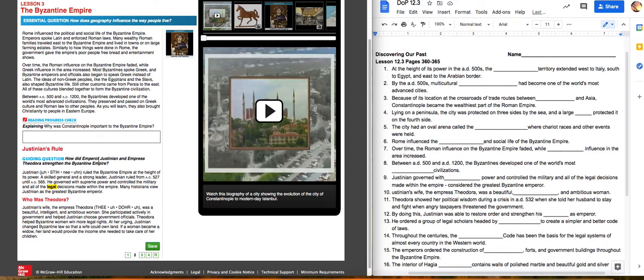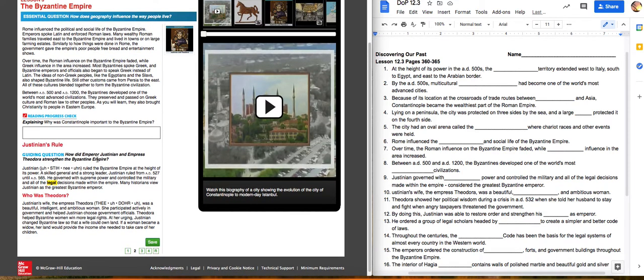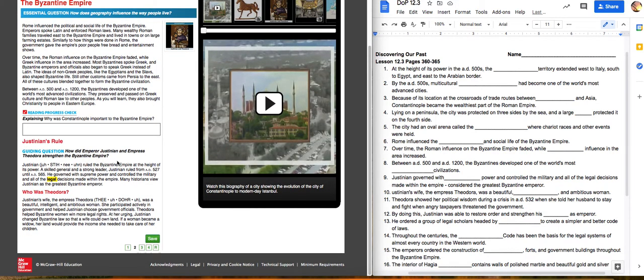All right, let's talk about probably the most famous Byzantium Empire, besides maybe Constantine, is Justinian. Justinian ruled the Byzantine Empire at the height of its power, so Golden Age time. A skilled general and a strong leader, Justinian ruled from 527 to 565. He governed with supreme power, number 9 in your notes, and controlled the military and all of the legal decisions made within the empire. Many historians view Justinian as the greatest Byzantine emperor. I love it. What a guy.